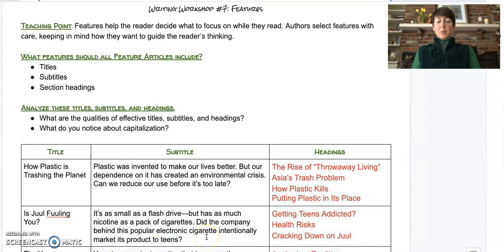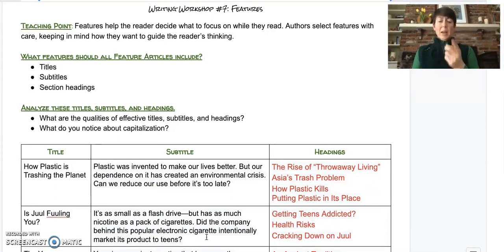Let's take a look at the subtitle for that one and see how that compares to the plastic trashing the planet. "It's as small as a flash drive, but has as much nicotine as a pack of cigarettes. Did the company behind this popular electronic cigarette intentionally market its product to teens?"